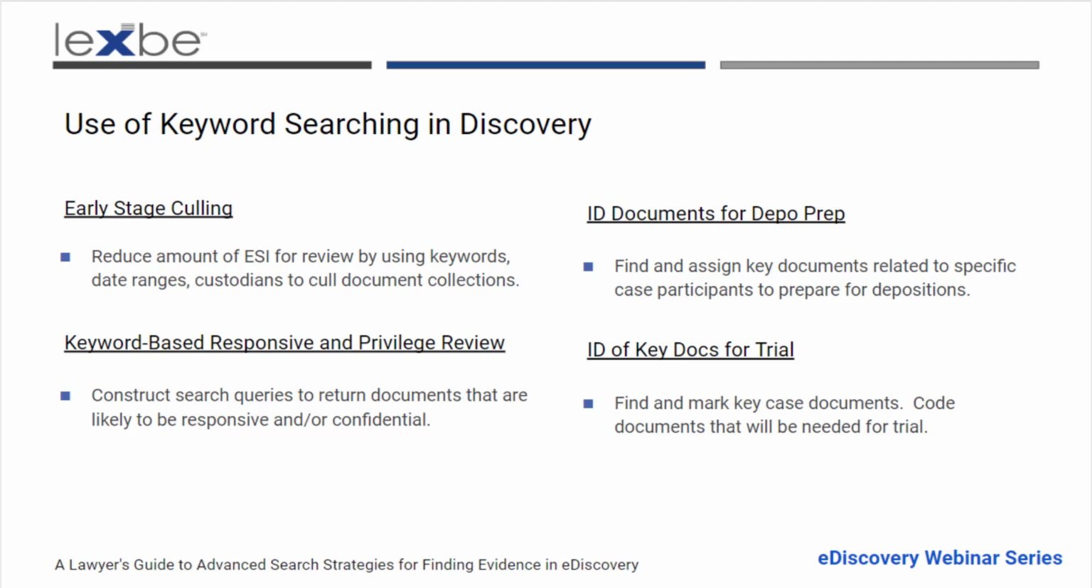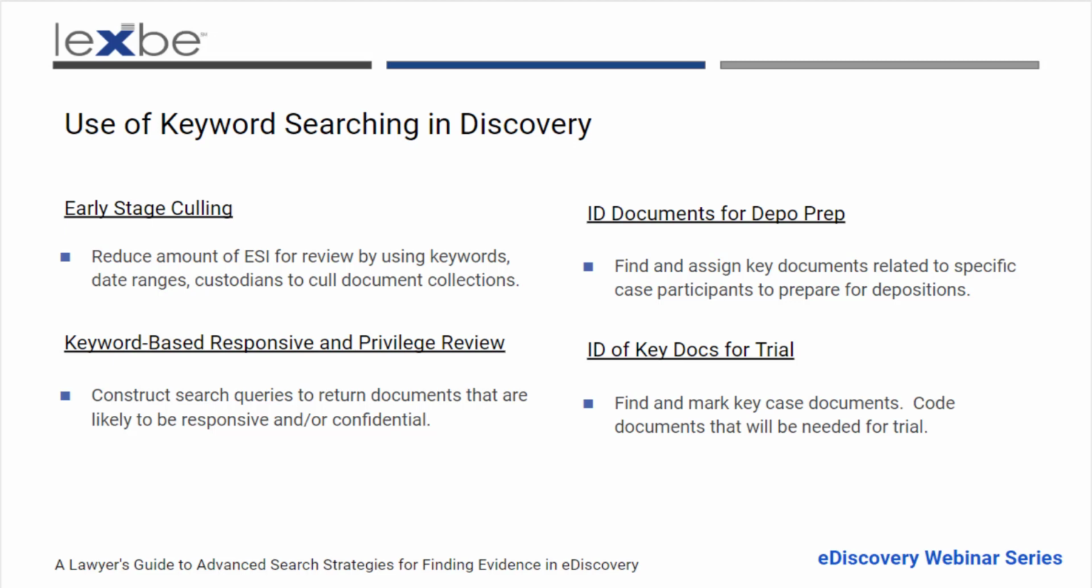You also would be using keywords for responsive and privilege review. So you've already determined the relevant document population to some degree, but you need to be more specific to respond to specific discovery requests and requests for production, subpoenas, and those sorts of things that happen in the discovery process.